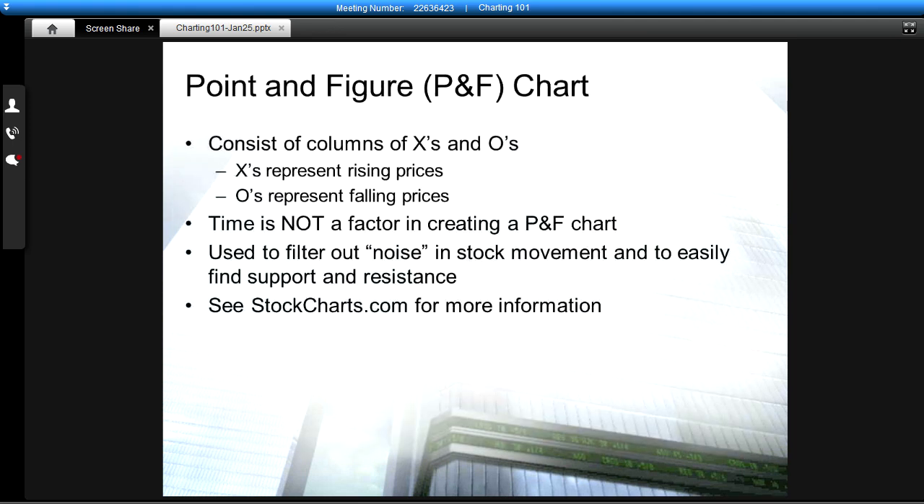Another chart that's not as popular but is used by some technical traders is known as a point and figure chart. It consists of columns of X's and O's, where X's represent rising prices and O's represent falling prices. With this chart, time is not a factor in creating the chart. However, numbers and letters are placed within the chart box in order to represent a month, the start of a month.